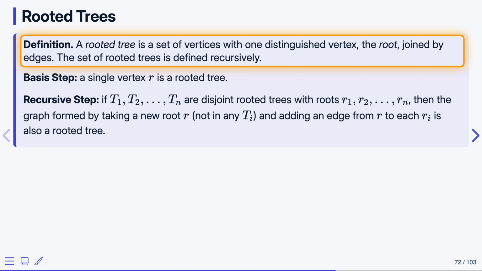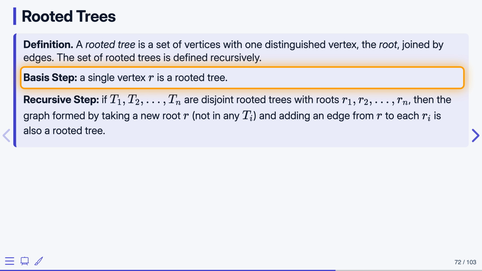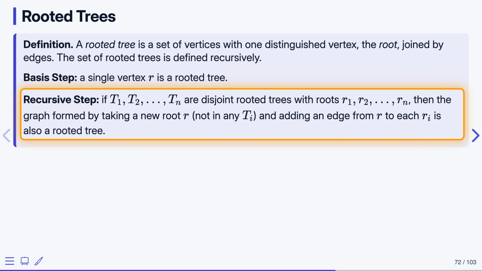Let's define a rooted tree. A rooted tree is a set of dots called vertices, joined by lines called edges. One special vertex is the root. The basis step is simple. One single vertex, R, is a rooted tree by itself. The recursive step lets us grow bigger trees. Suppose we already have some rooted trees. They share no vertices, and each one has its own root. Now take a brand new vertex R, draw an edge from R down to the root of each old tree. The result is a new, taller rooted tree with R at the top.